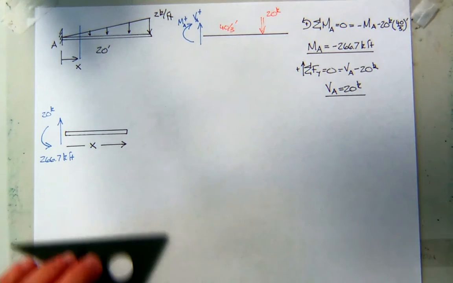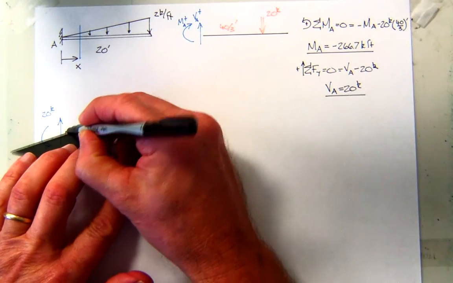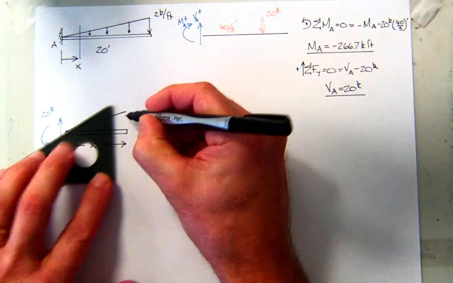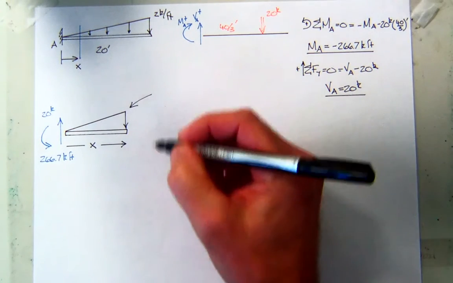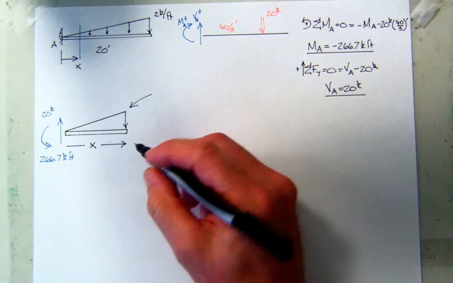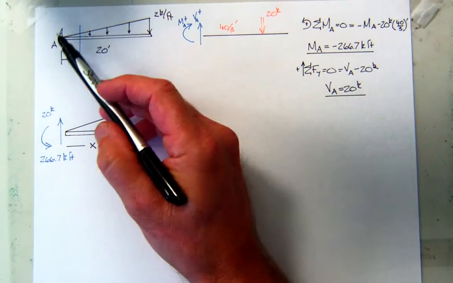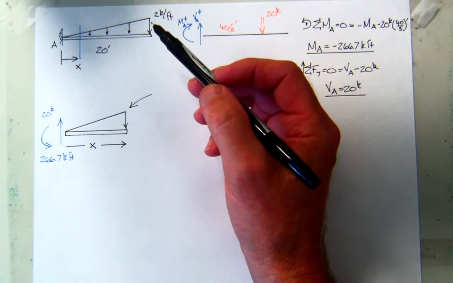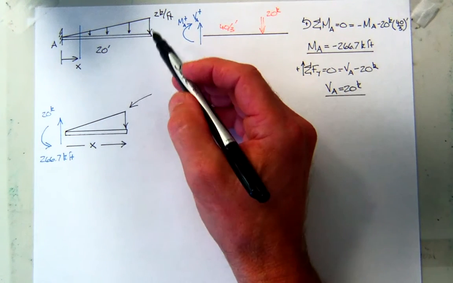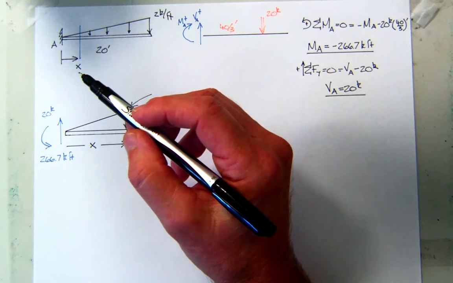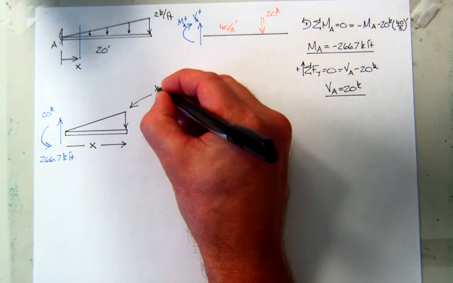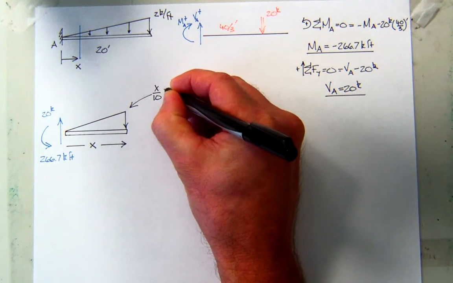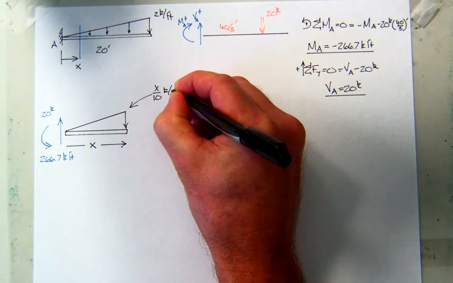Okay, so let's figure out what our equation is here. So I know I have this load. What's the intensity of that right there? 2 over x. Basically, what I need to know is what's the slope of the line. Rise 2 over run 20. 2 over 20 is 1/10. So this should be x over 10 kips per foot.